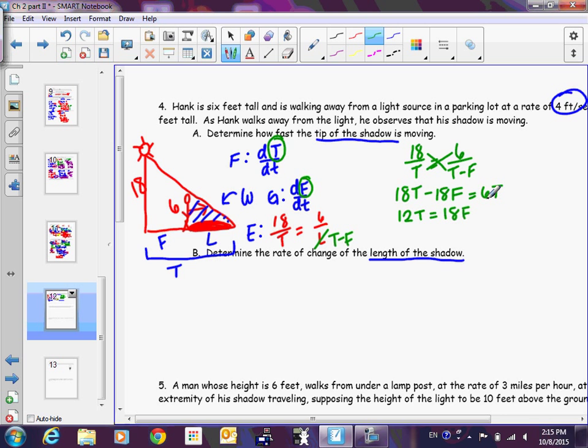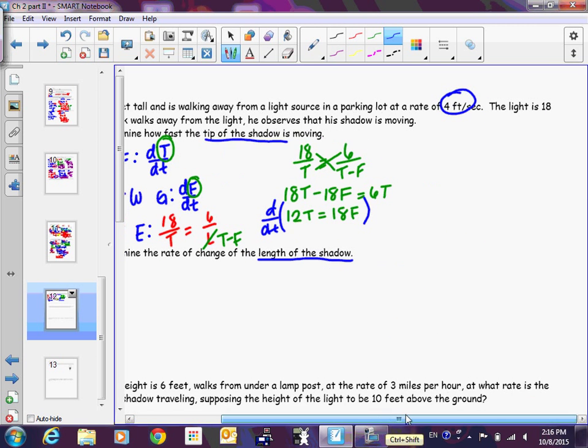Could I do anything else to make it easier? I could divide both sides by what number? 6. So we could do that. I'm actually not going to do that, since we have a calculator, that's really not going to help me too much. But you could do it. Not a big deal either way. So let's go ahead and now take the derivative of both sides. I'm going to write this over here. The derivative of 12t is going to be 12 dt over dt equals 18 times df over dt.